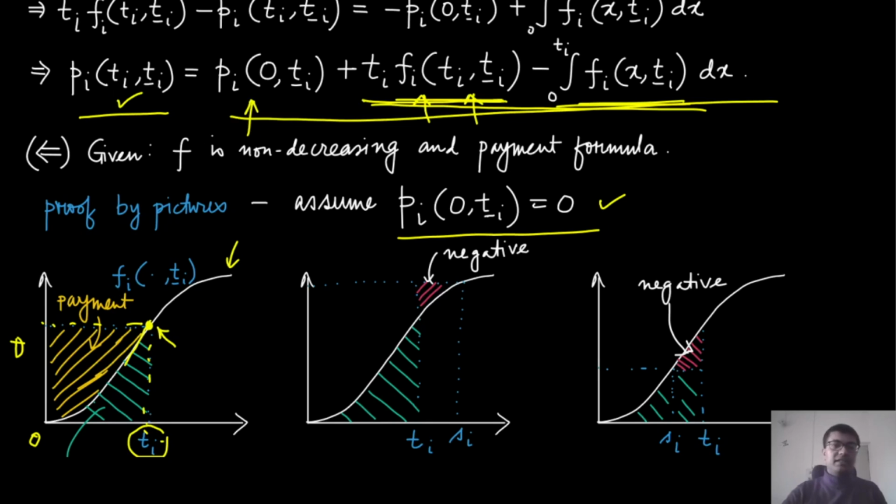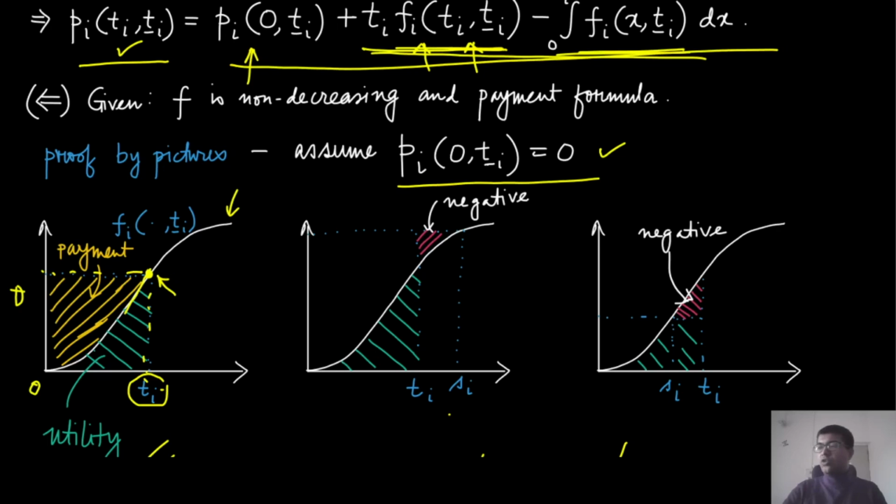Now let us look at two different contexts. In the first case, player i is over-reporting, is reporting si which is larger than ti. What happens? You notice that the payment is going to be changing. Of course the allocation will now be fi of si, t minus i, because it has reported si.